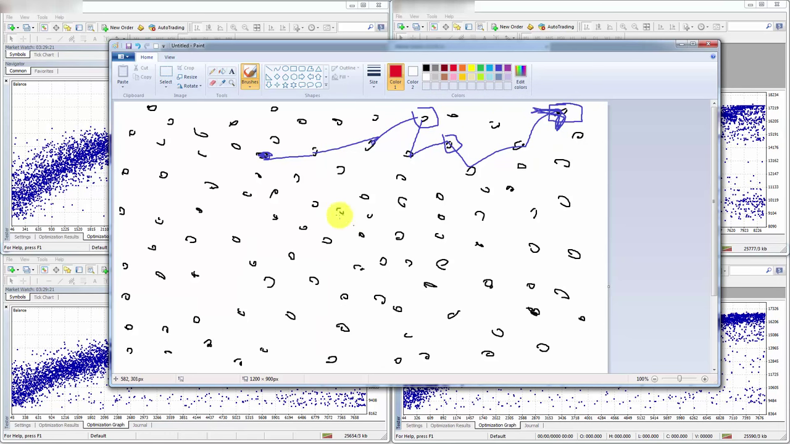But the thing with the genetic algorithm here is that it's limited. Because it originally randomly chose to go this way, and then this way, and this way, it's never going to actually look through these sets over here. It'll never actually see these ones because they're too far away.